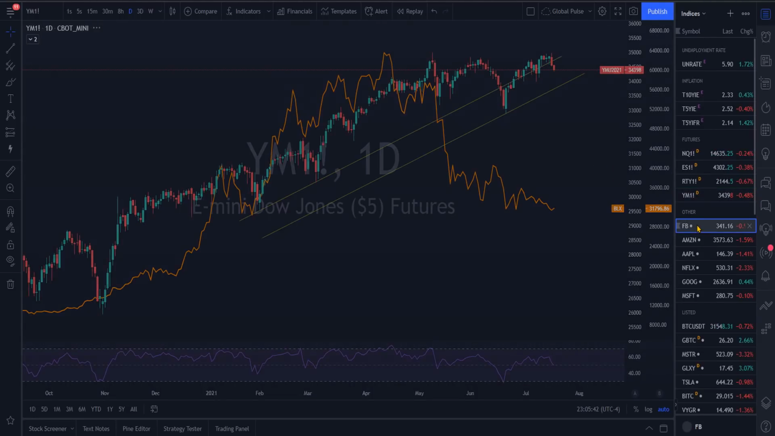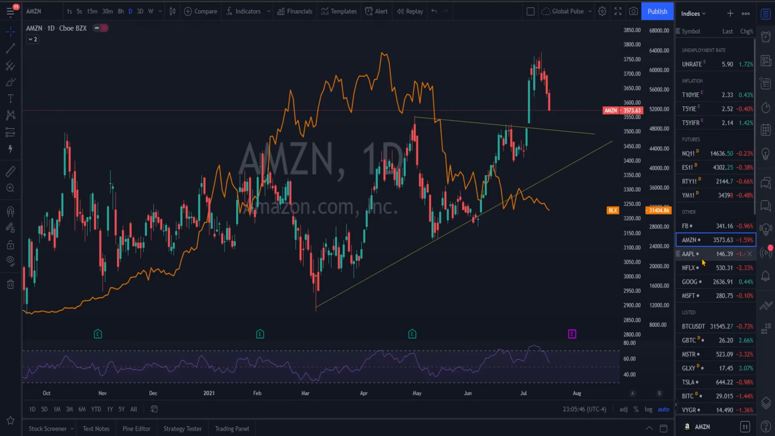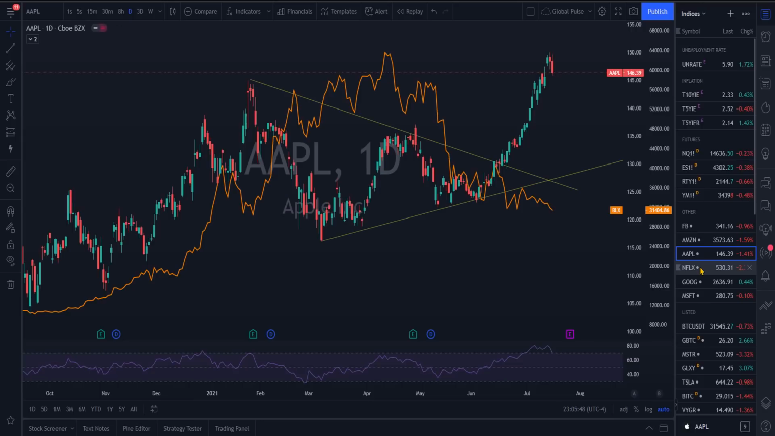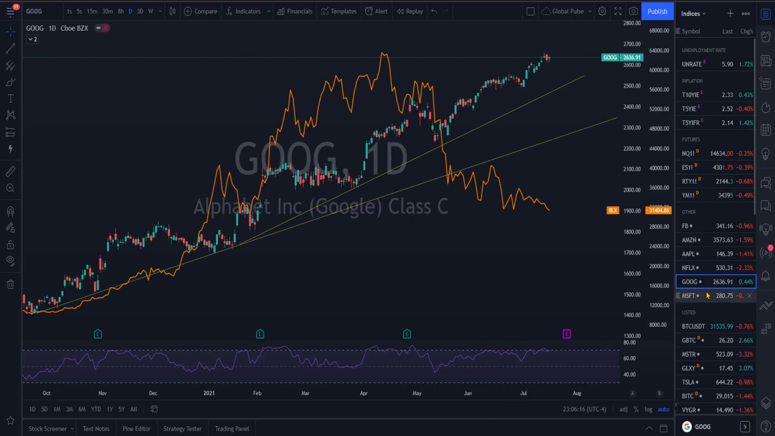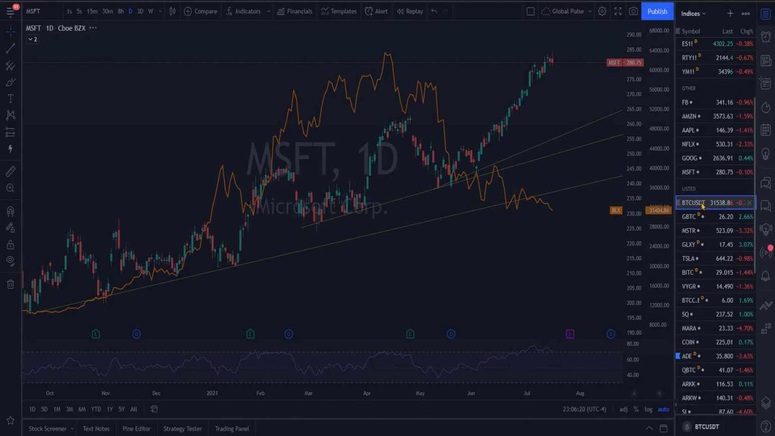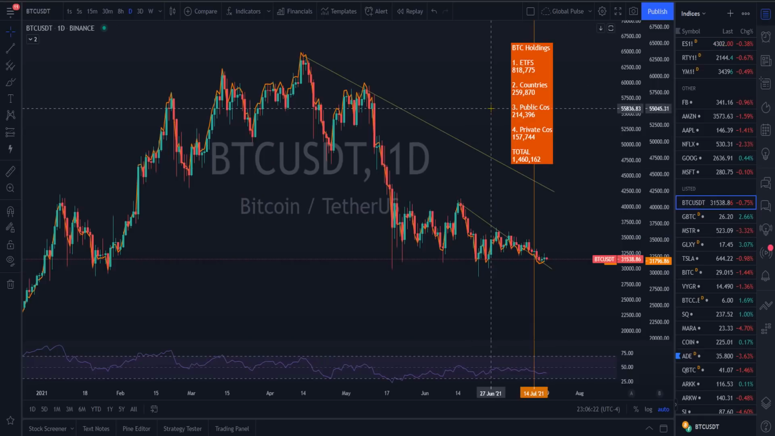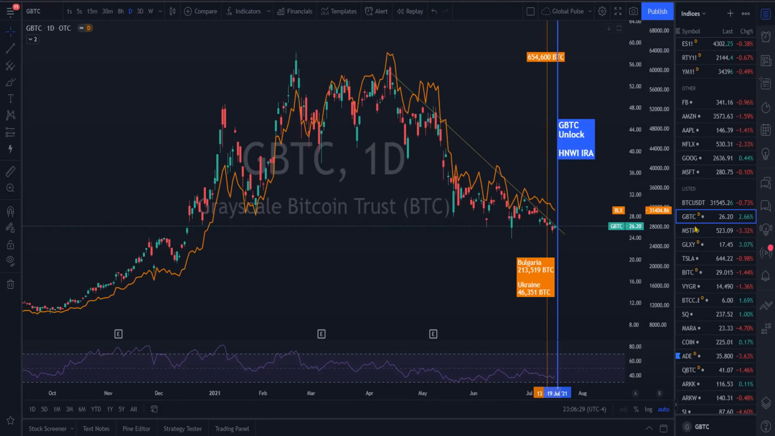Dow Jones showing weakness. Facebook at support. Amazon coming back to support. Apple doing really well, a long way up there. Netflix retesting that support that was once resistance. Let's have a look at Google performing really well. Microsoft performing well. Let's look at Bitcoin performing well. It's consolidating down here. Let's have a look at Grayscale Bitcoin Trust.